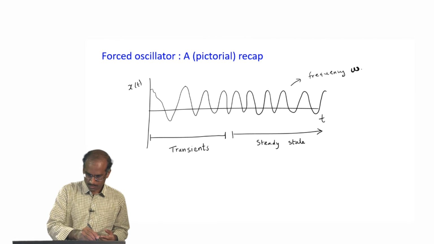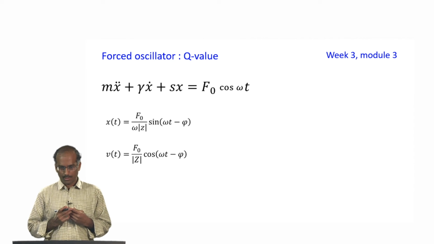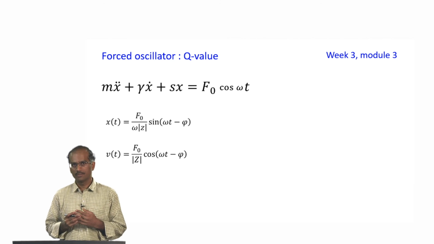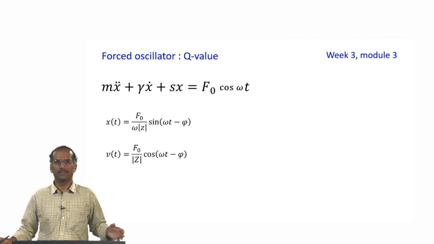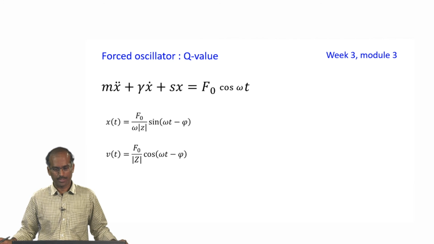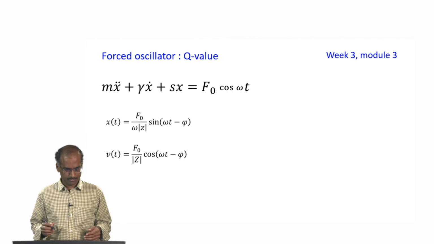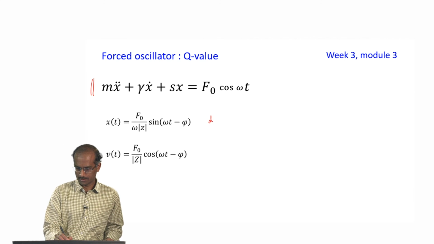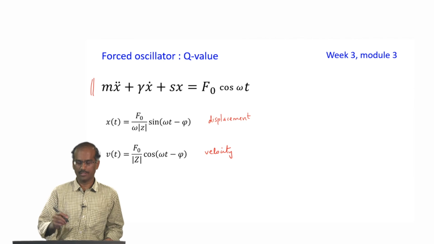So, we will come to what we are going to do today. We will look at finding Q values for the forced oscillator, and we already met this quantity Q value when we looked at the damped oscillating systems. So, here again I have the equation of motion written down, and this is displacement as a function of time, and this is velocity as a function of time.